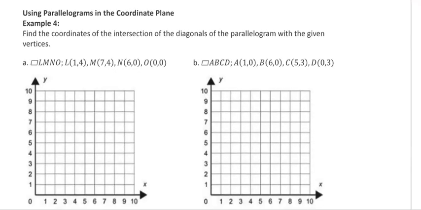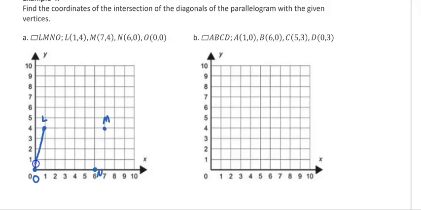All right, we're just going to do 4A on this one. So let's just go ahead real quick and graph this. I'm going to pause the video and graph points L, M, N, and O, and I'm going to label them. Okay, so it wants me to find where the diagonals intersect. Now remember, these are a parallelogram. First of all, they told us they are a parallelogram. They use that symbol. So I know that the diagonals are going to bisect each other.